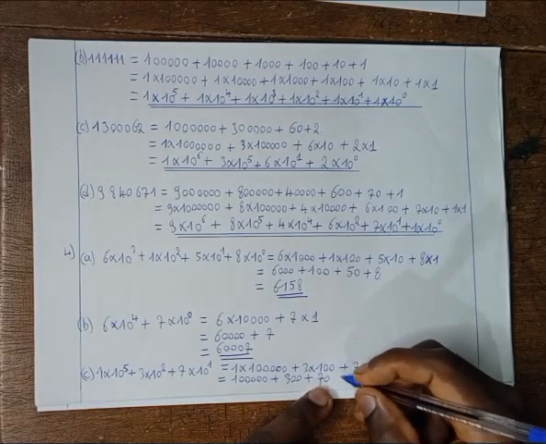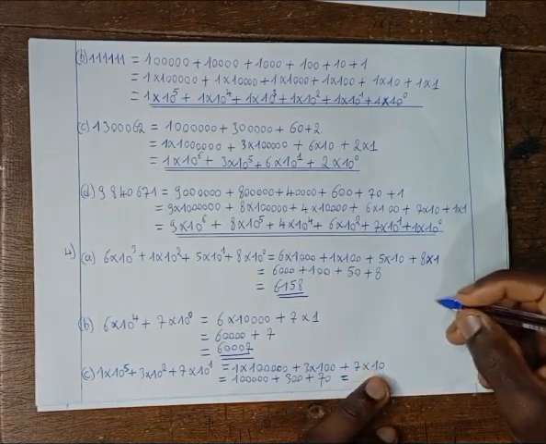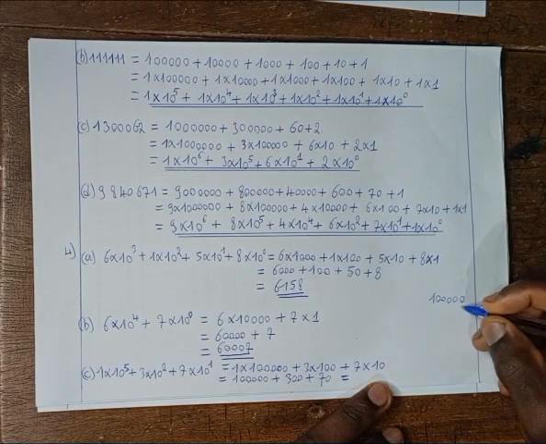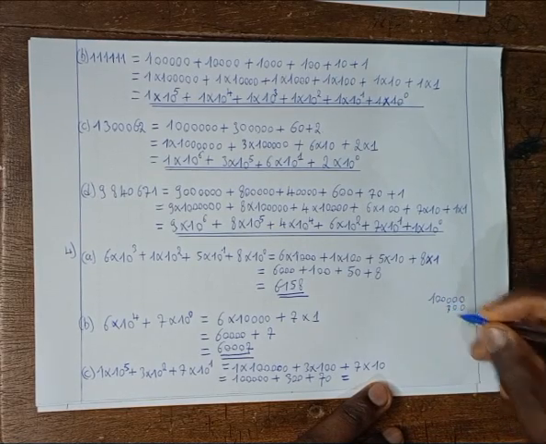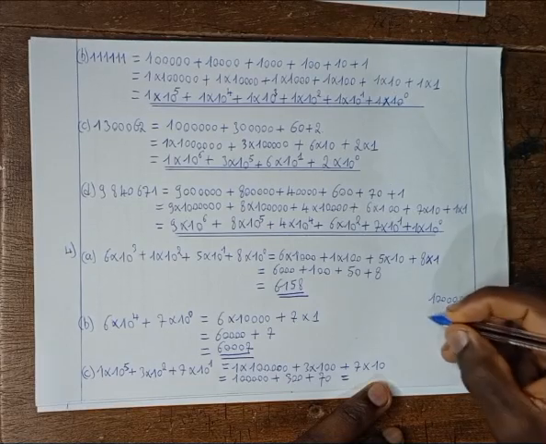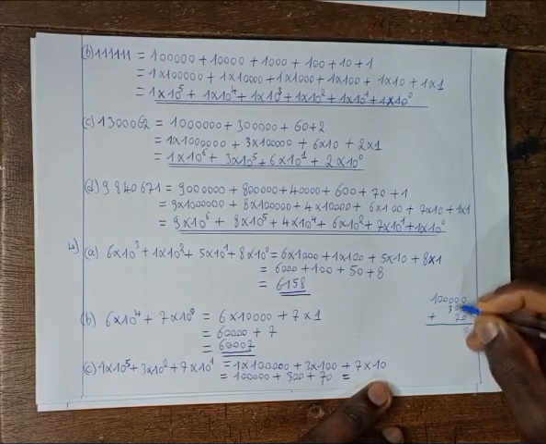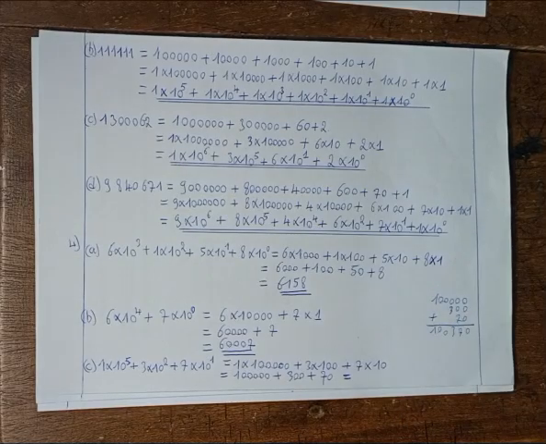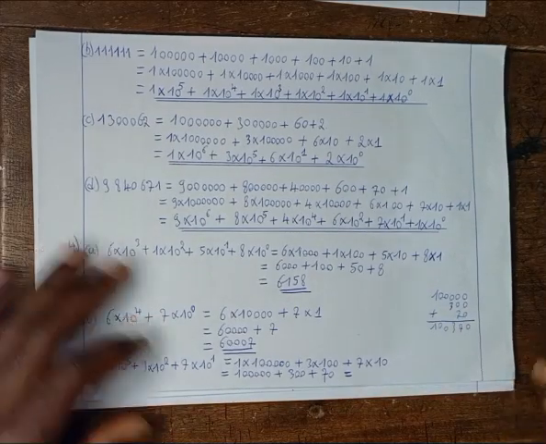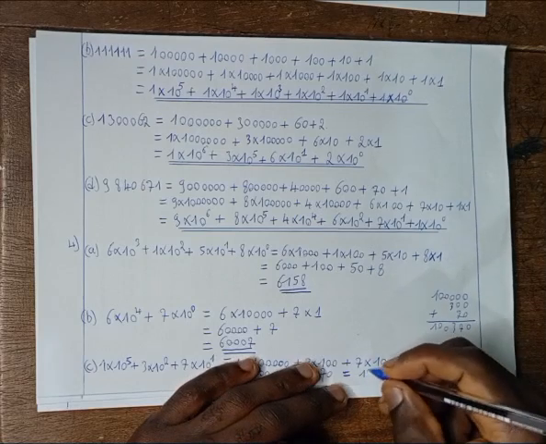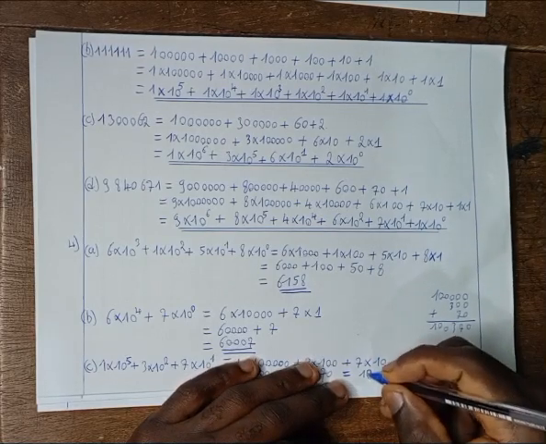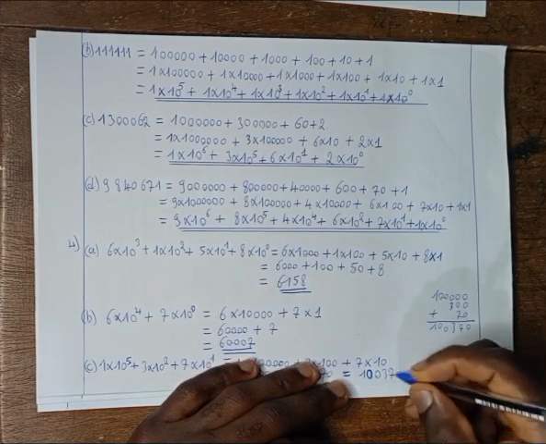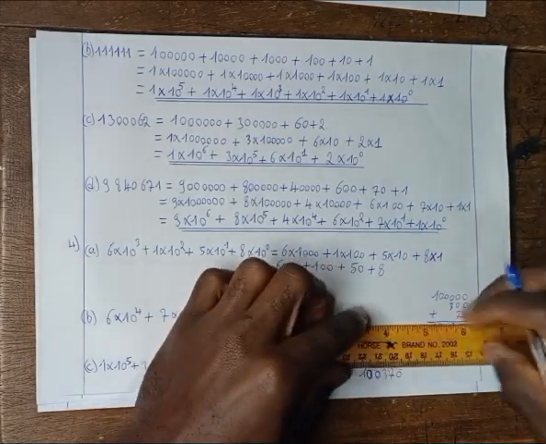Next, we have to simplify. If you simplify, we have to add 100,000 plus 300 plus 70. We add 0, 7, 3, 0, 0, 1. So this will give us 100,370. This will be our result.